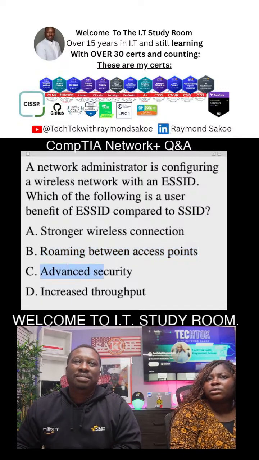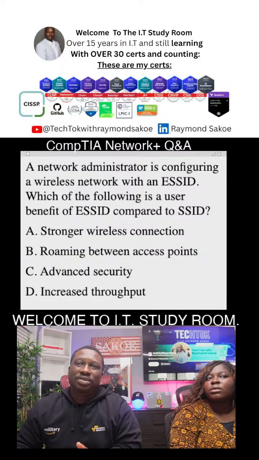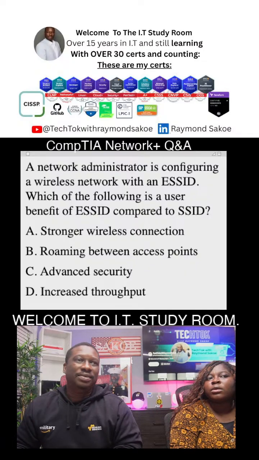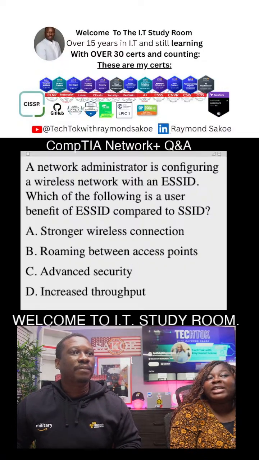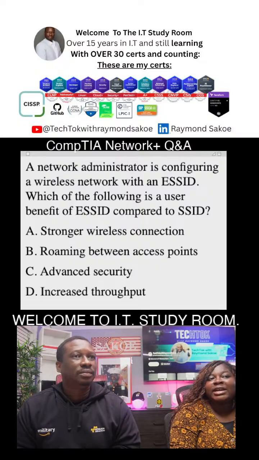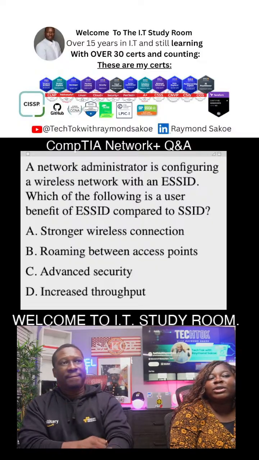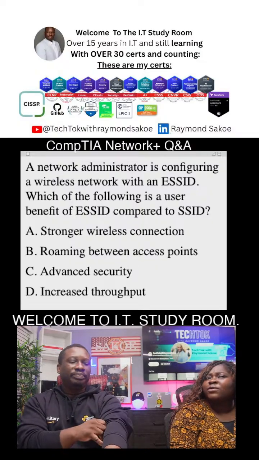ESSID doesn't give advanced security. It depends on the protocol or technology that you select, either WPA3 or WPA2. That determines the security. Steve is saying that he rarely sees a real need or use for ESSID compared to SSID, since SSID will do the same. So the E is for what?